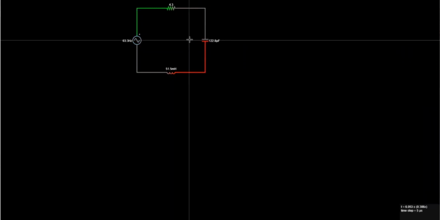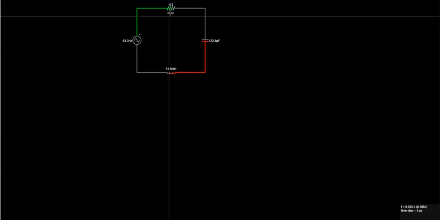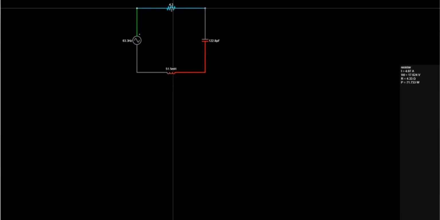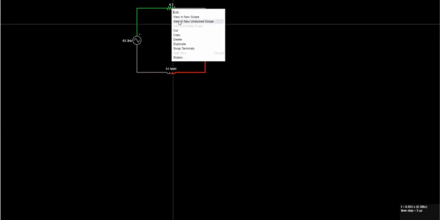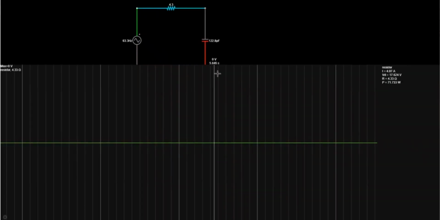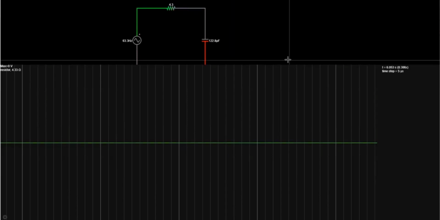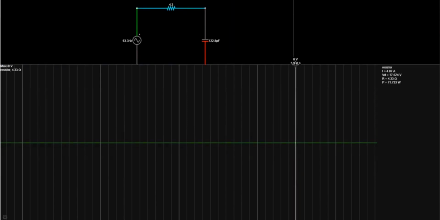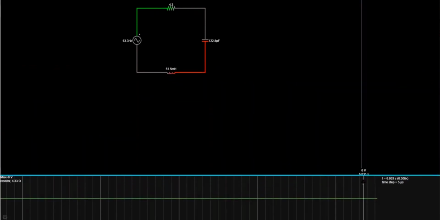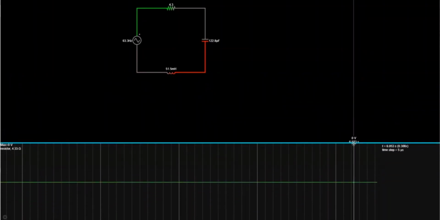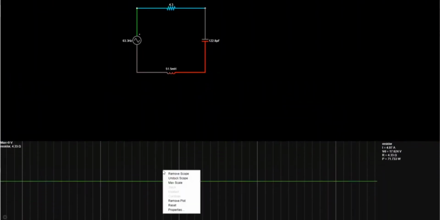Then what you do is you hover your mouse over the resistor, right click, and then say view in new scope. It actually doesn't matter what the size of your scope is, but you can adjust the scope size. You can resize this scope. It doesn't matter.